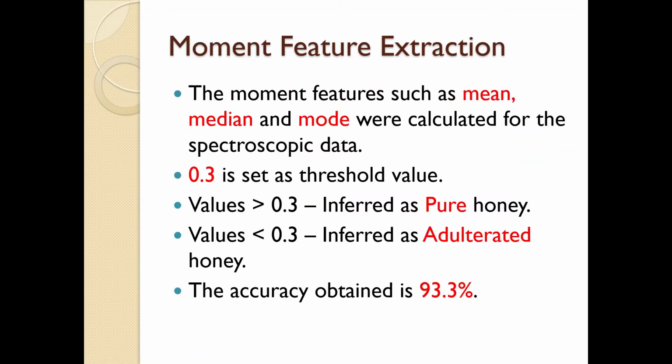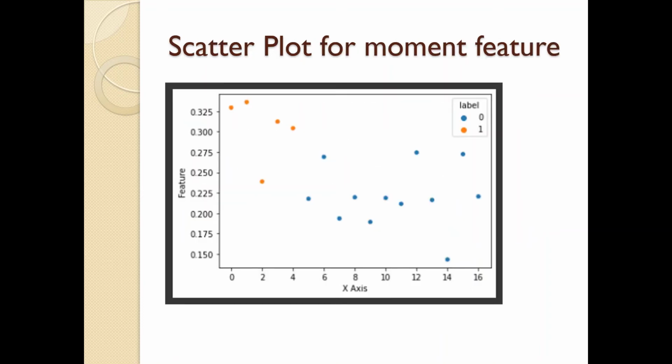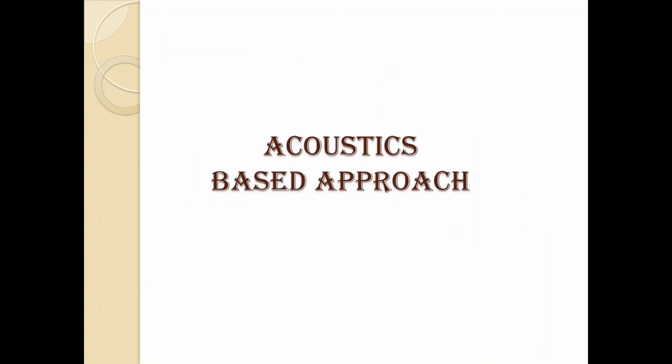After that, we extracted the moment features from the spectrum obtained from the UV visible spectrophotometer. The moment features were mean, median, and more. Of that, we set 0.3 as a threshold value manually, and we inferred that values greater than 0.3 are pure and less than 0.3 are adulterated. The accuracy obtained from this is 93.3%. Another approach was also adopted, namely the acoustics based approach.